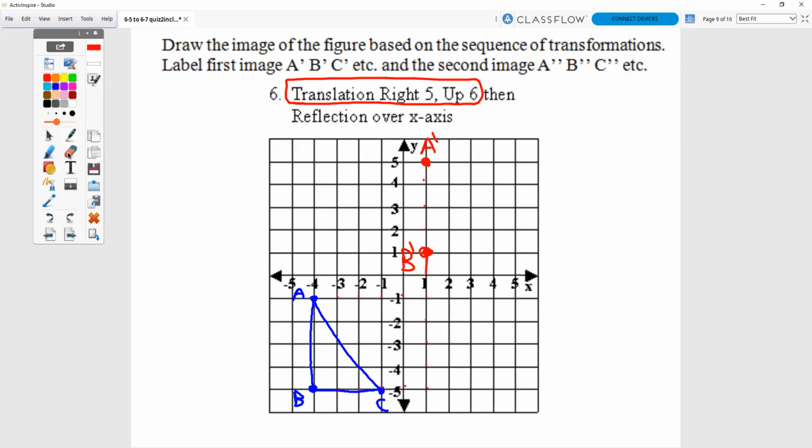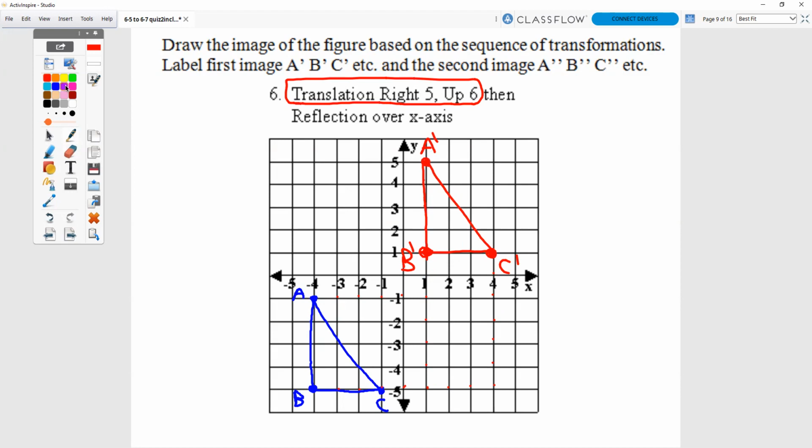And then we have C prime, right 5. 1, 2, 3, 4, 5. 1, 2, 3, 4, 5, 6. This is our new C prime. There's our new picture. All we did was a translation, right 5 and up 6.